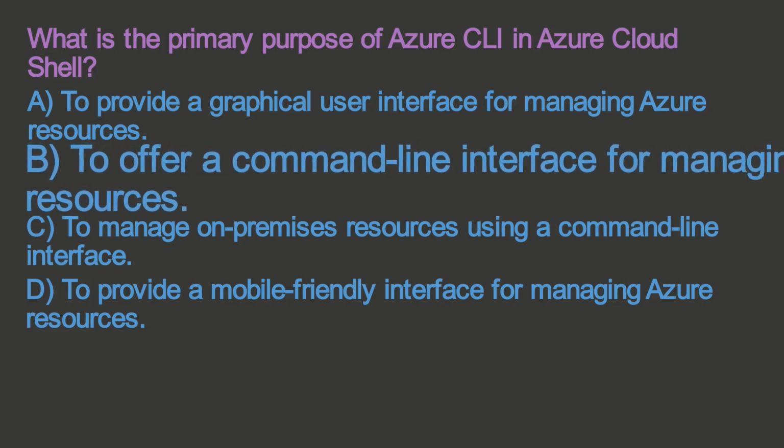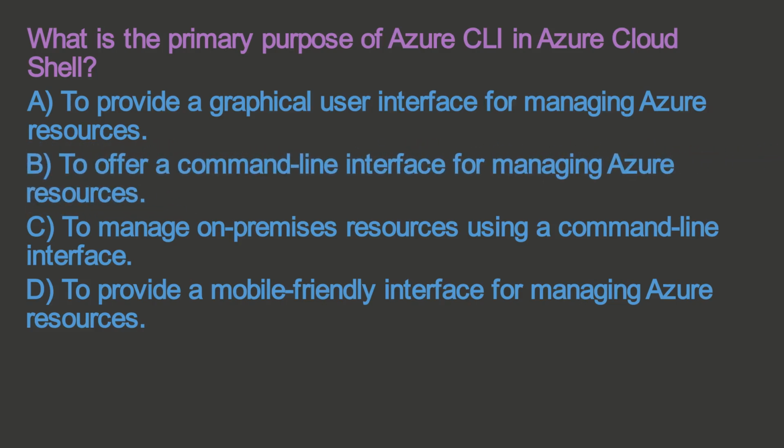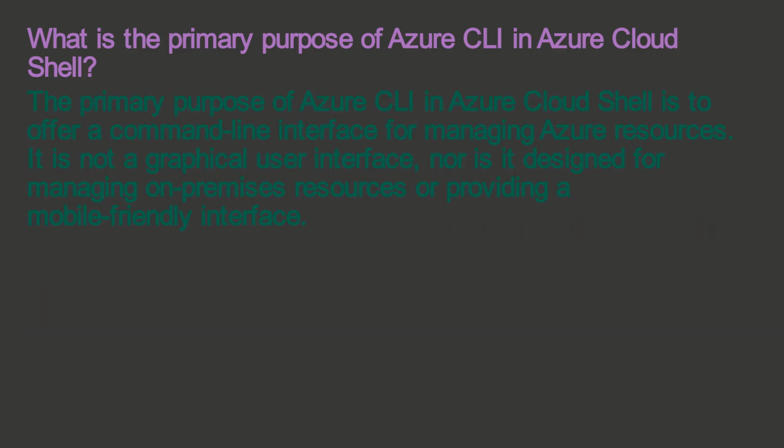The correct answer is B, to offer a command line interface for managing Azure resources. The primary purpose of Azure CLI in Azure Cloud Shell is to offer a command line interface for managing Azure resources. It is not a graphical user interface, nor is it designed for managing on-premises resources or providing a mobile-friendly interface.